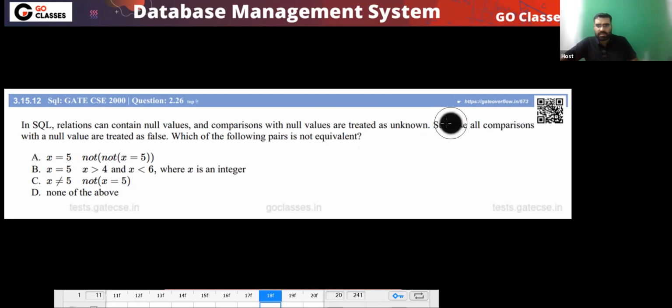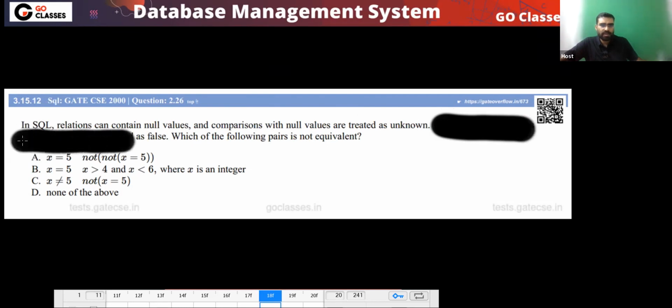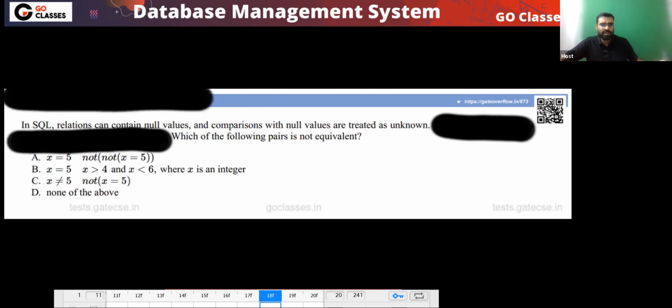Before we solve this question, suppose this assumption is not given. If this is the question, a very straightforward question, in this situation, what will happen? Comparison with null is unknown. Now which of the following pairs are equivalent?